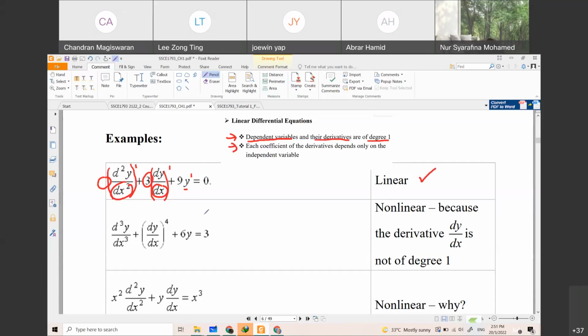Okay. Now, let's take a look at this second one. Why is this non-linear? As you can see, the derivative dy dx is not of degree 1. You know that the dependent variable is y to the power of 1, degree 1. But the derivative here is to the power of 4. So this one is not fulfilled. Then it is non-linear. Understand or not?